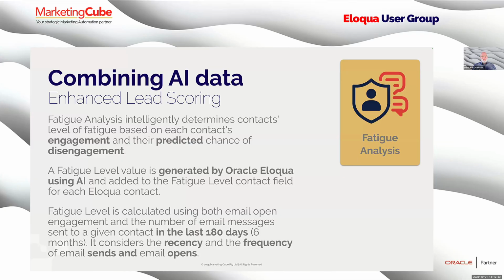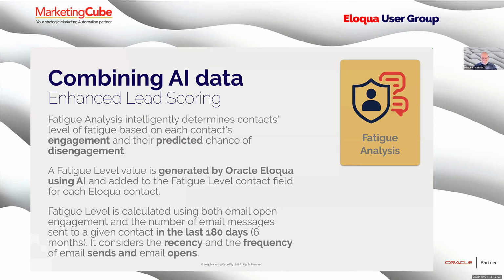The fatigue level is generated by Oracle, and it's added to that contact field that I just showed you a moment ago. Now, it's calculated on a range of data points, but essentially it's both email open engagement and the number of email messages sent to a given contact. This is important in the last 180 days or 6 months. And in concert with all of that, it considers recency and frequency of the sends. So that's you sending emails out and the opens of the individual once they receive them. So you can see there's a number of variables at play there.